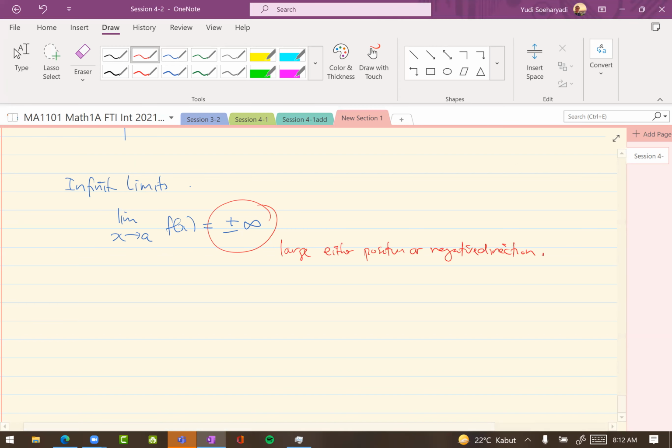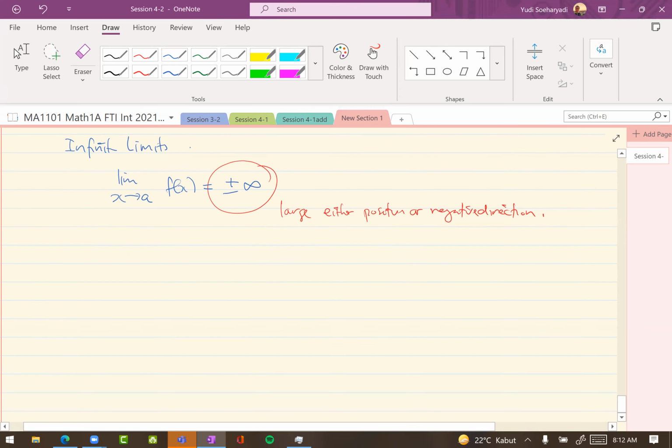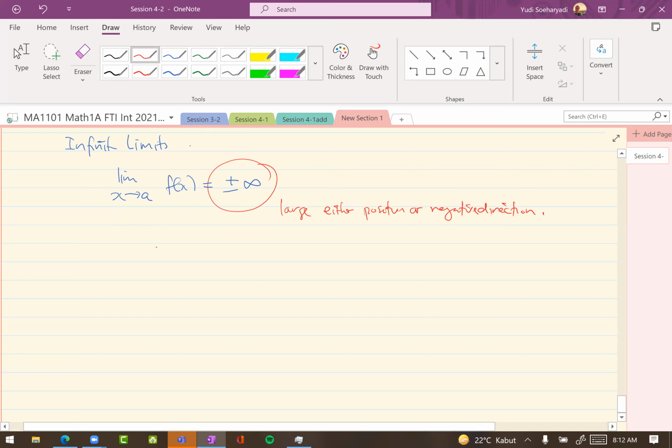So how do you interpret that? When x equals a, oh sorry, so what we call f gets close to infinity. What is close to infinity? Because infinity is always far, so you never get close to something far.